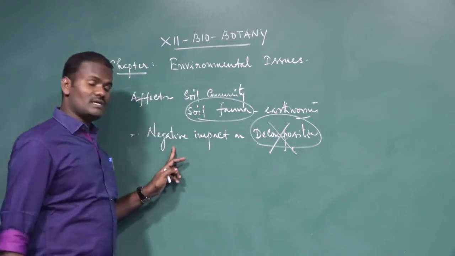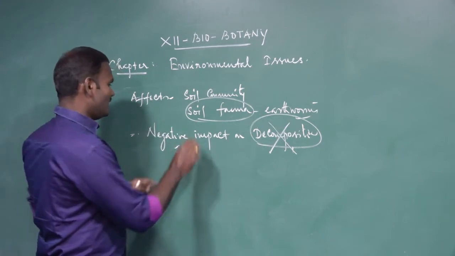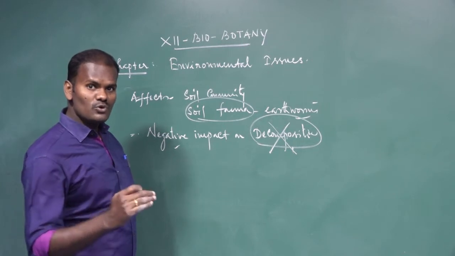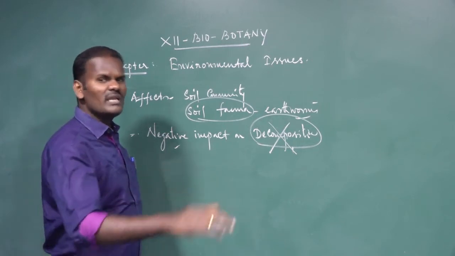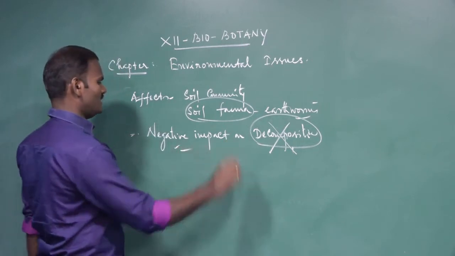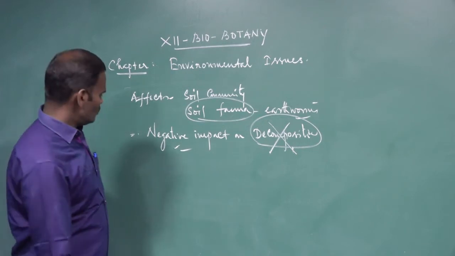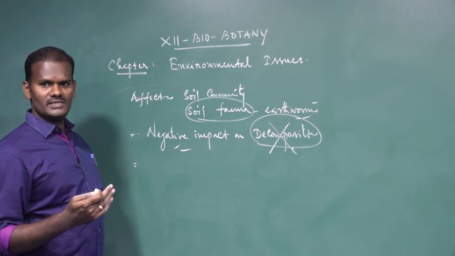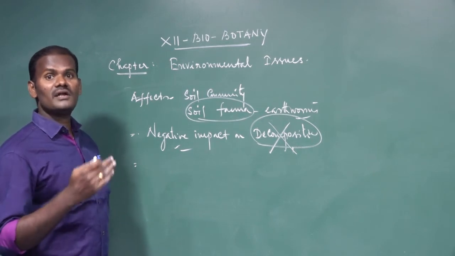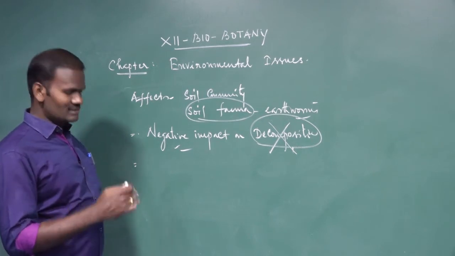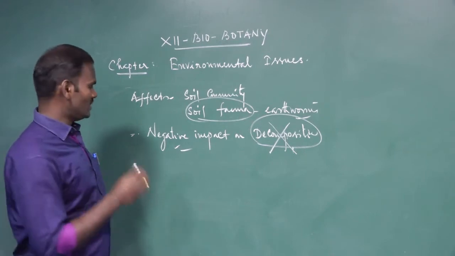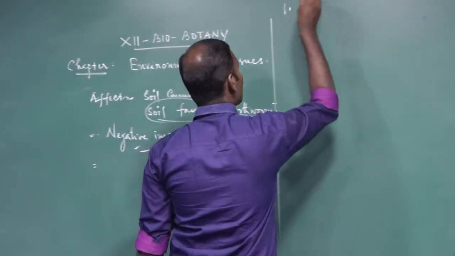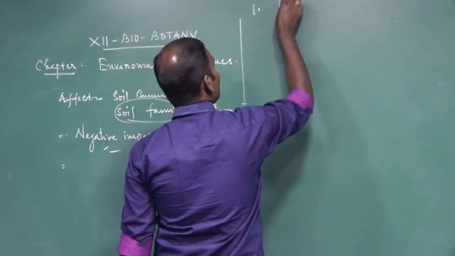These invasive species or alien species have a negative impact on decomposition. They cause stress to the neighboring plants, so it has a negative impact. Some of the invasive species that cause environmental issues, we are going to discuss now one by one. For example, environmental issues of invasive species. First one is Hycania.